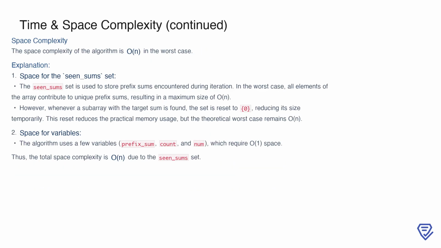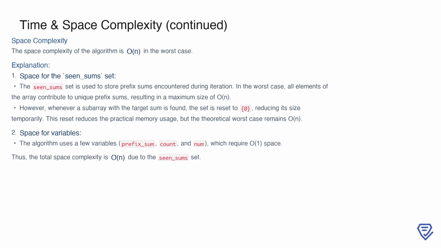The space complexity of the algorithm is O(n) in the worst case. This is primarily due to the seen_sum set, which stores the prefix sums encountered during the iteration. In the worst-case scenario, where all elements of the array contribute unique prefix sums, the set could grow to a maximum size of O(n). However, the algorithm includes a mechanism to reset the set to 0 whenever a subarray with the target sum is found.